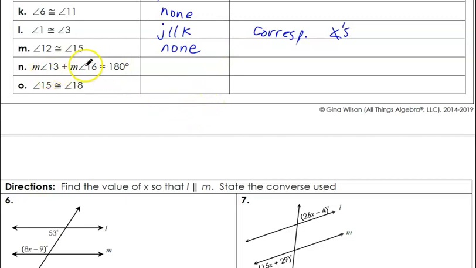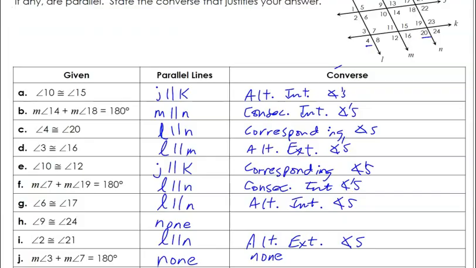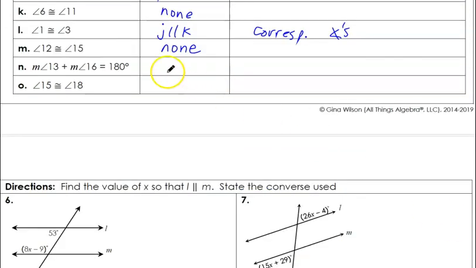Letter N, we have supplementary angles for 13 and 16. 13 and 16 are supplementary. They're on the same transversal M. So that's going to prove that J and K are parallel, and they are consecutive exterior angles. So J and K are parallel, and our converse is consecutive exterior angles.